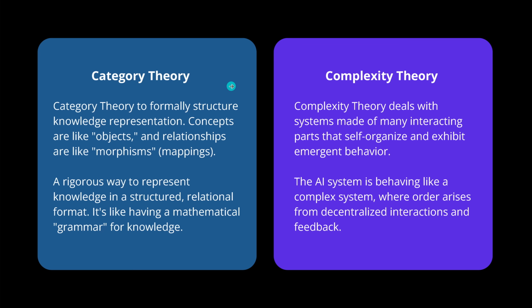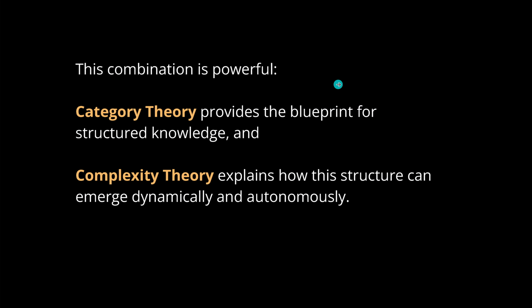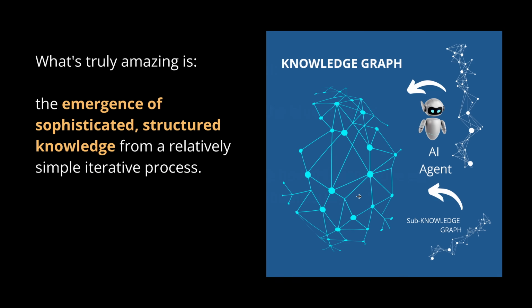So we will need this category theory and this complexity theory, because where order arises from decentralized interaction and feedback, this is where we have our AI agent as the crucial element. And now the combination of both of them is really what fascinates me. Category theory provides the blueprint for the structured knowledge, and complexity theory explains how this structure can emerge dynamically and autonomously. So, interested? Let's have a look.